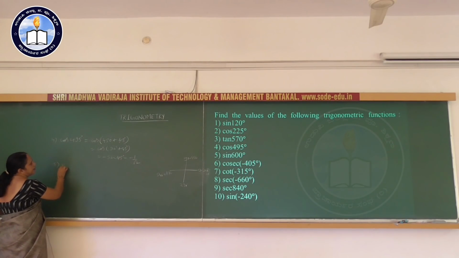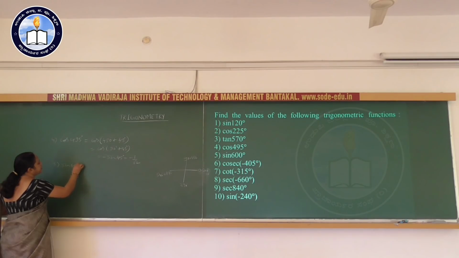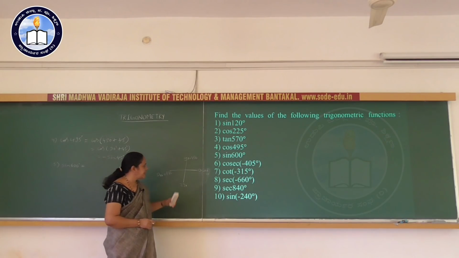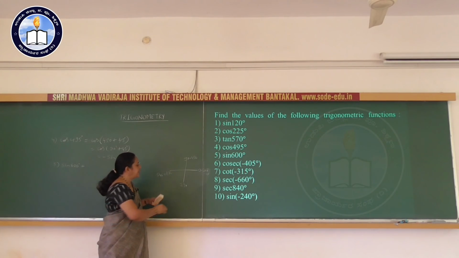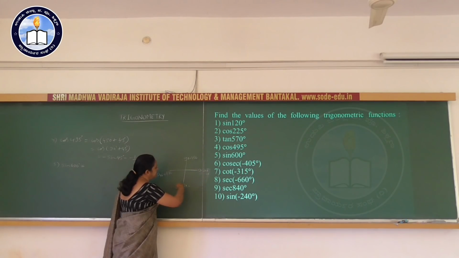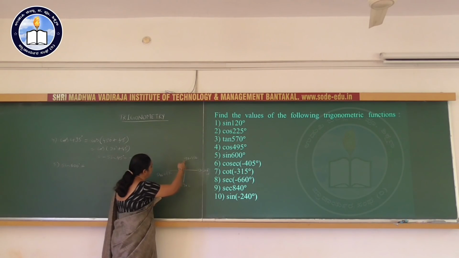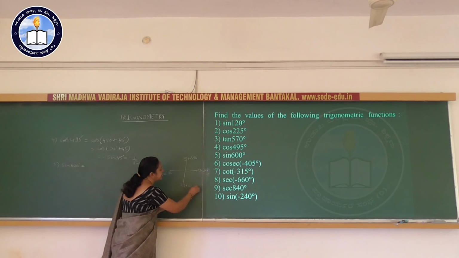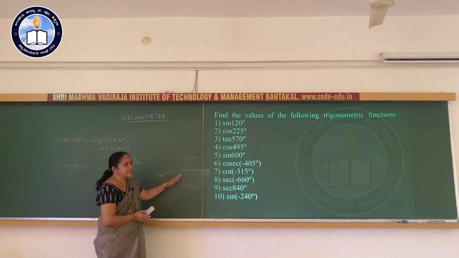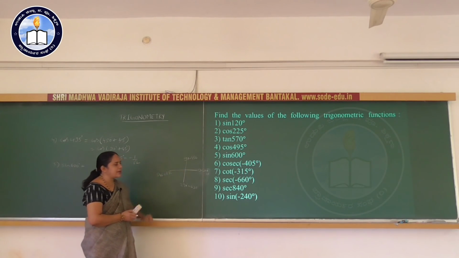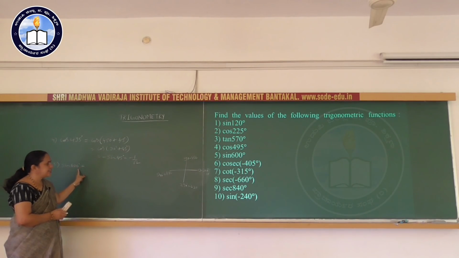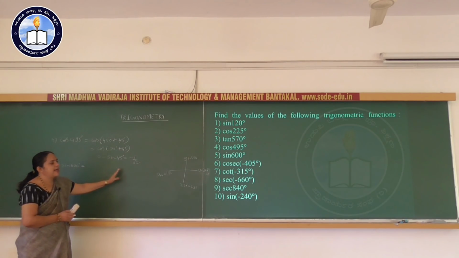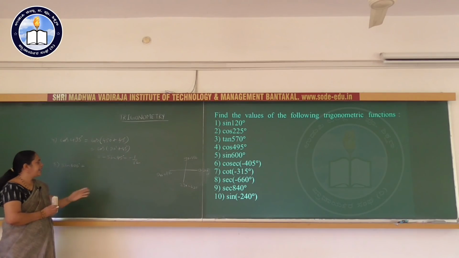Next problem, sin 600 degrees. What is the value of sin 600 degrees? Where is 600 degrees? Here, 360 plus 90 is 450, plus 90 is 540, plus 90 is 630 degrees. So 600 degrees is a third quadrant angle. Since it is in the third quadrant, sin theta is negative, so the answer is definitely negative.